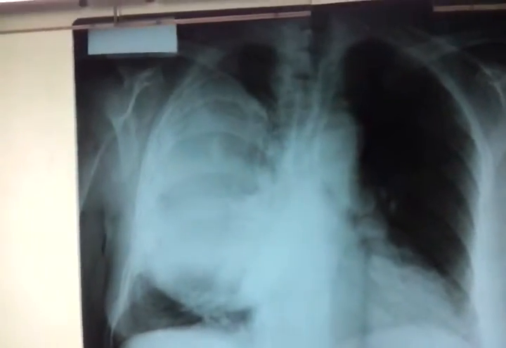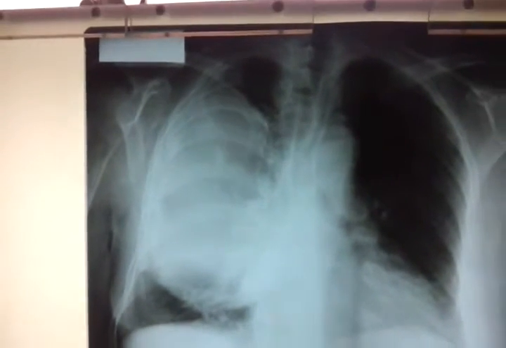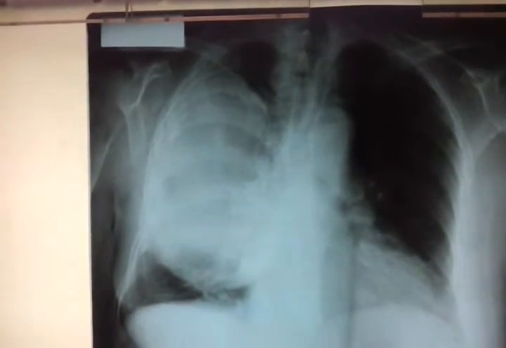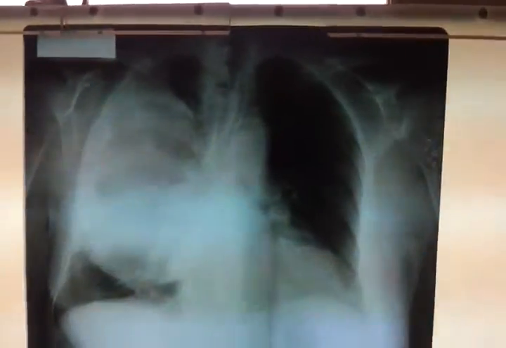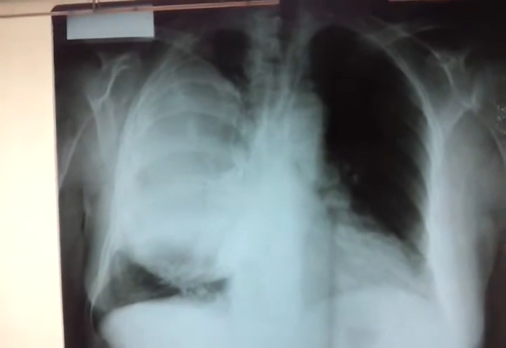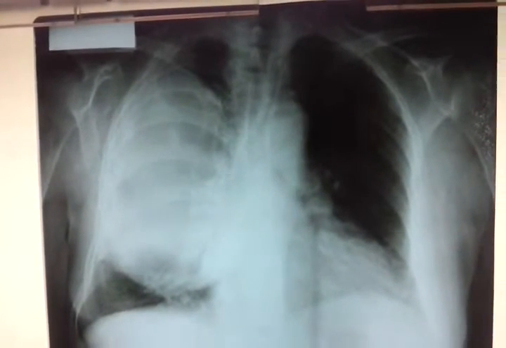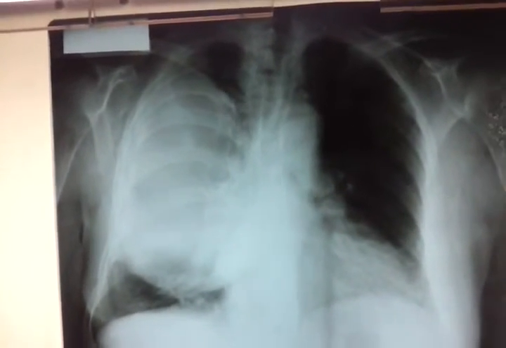Start. This patient is a 65-year-old female with right side chest pain, shortness of breath, and cough for more than 1.5 years. She is a smoker, 20 cigarettes per day for more than 20 years. Yeah. What is this?